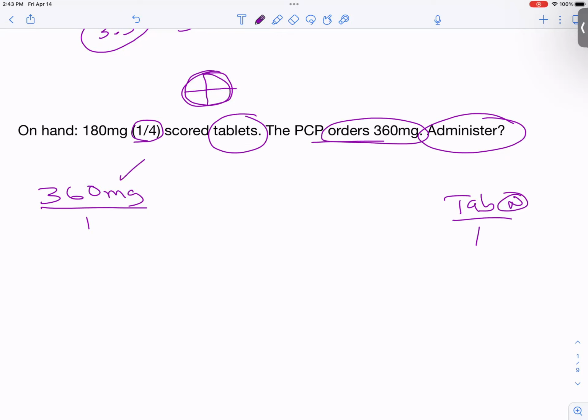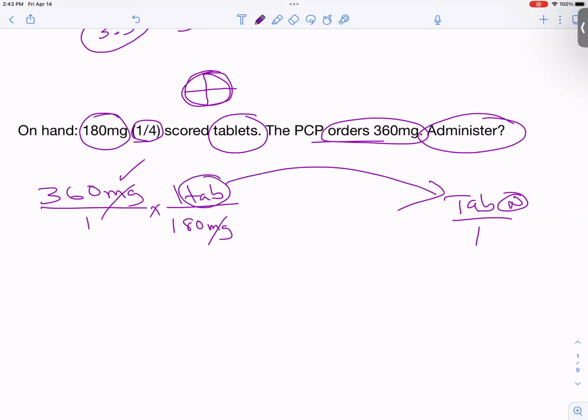So how do I get rid of milligrams and get the tablets? Well, I go to my problem. And this happens to be a pill that has 180 milligrams in 1 tablet. So I get rid of my milligrams and now I have my tablets. That's it. I'm all done. So 360 times 1 is 360. And 180 times 1 is 180. And when I divide 180 into 360, it's 2. It's 2 tablets, not 2 question marks, not 2 turtles, 2 tablets.